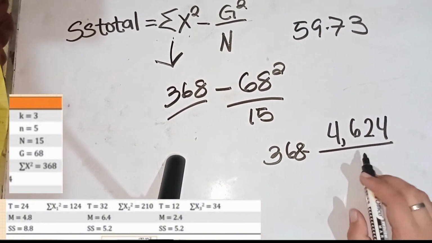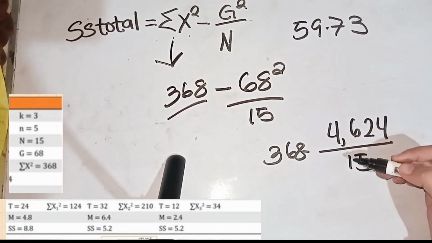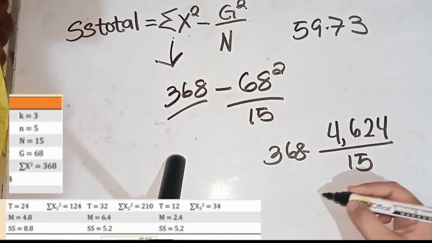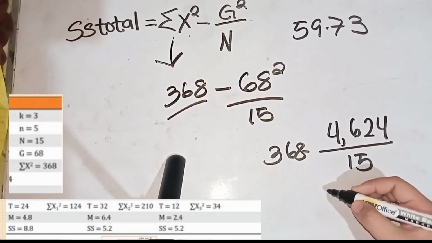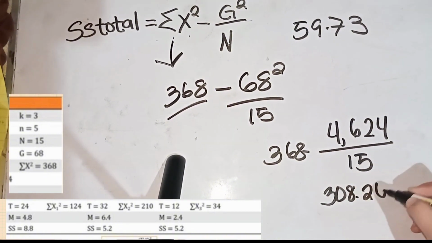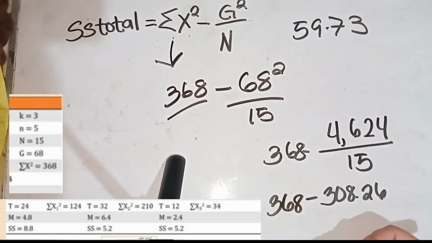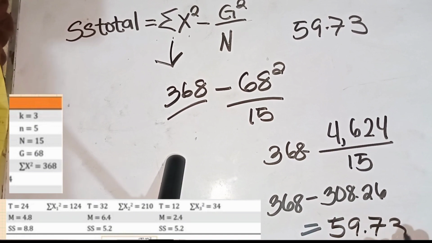Then, divide by 15. So, 4,624 divided by 15 kay 308.26. Minus 368. So, pila man ni? 368 minus 308.26 kay 59.73. So, mao ni ang atong total.